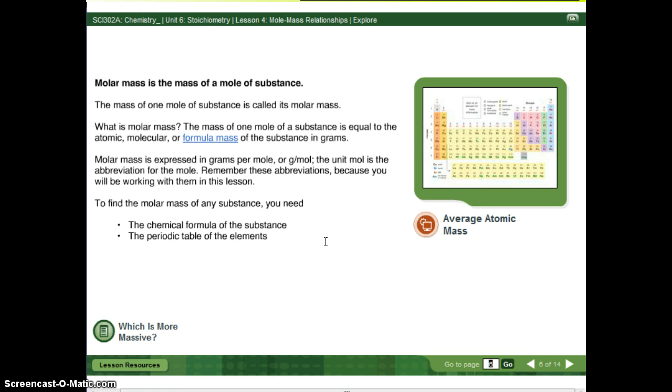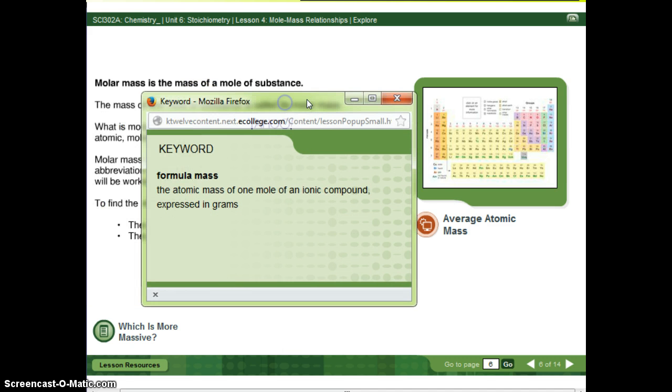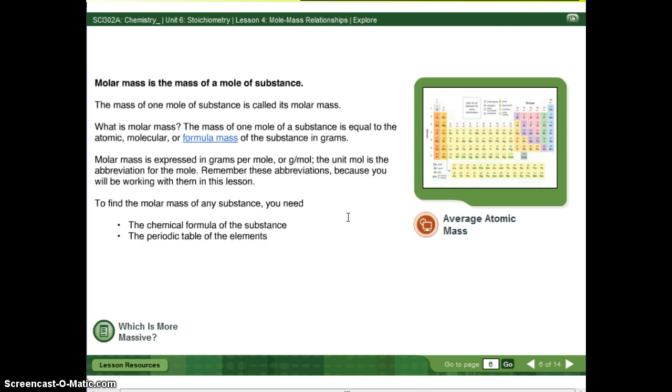All right, molar mass is the mass of a mole of a substance. What is molar mass? The mass of 1 mole of a substance is equal to the atomic, molecular, or formula mass of the substance in grams. And as a reminder, formula mass is the atomic mass of 1 mole of the ionic compound expressed in grams. Molar mass is expressed in grams per mole, or g/mol. The unit mol is the abbreviation for mole. Remember these abbreviations because you will be working with them in this lesson.